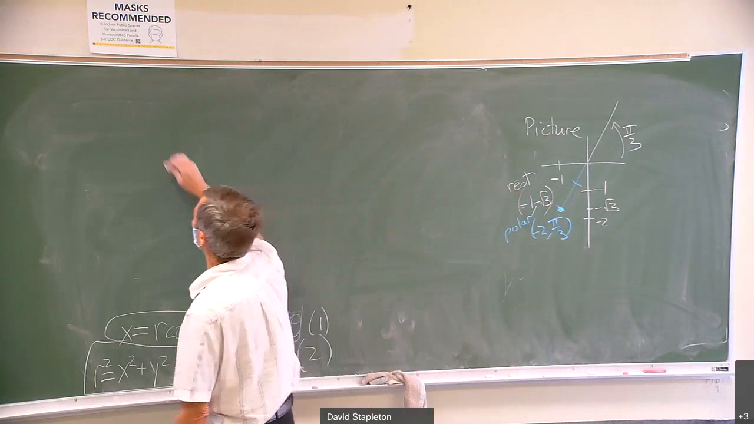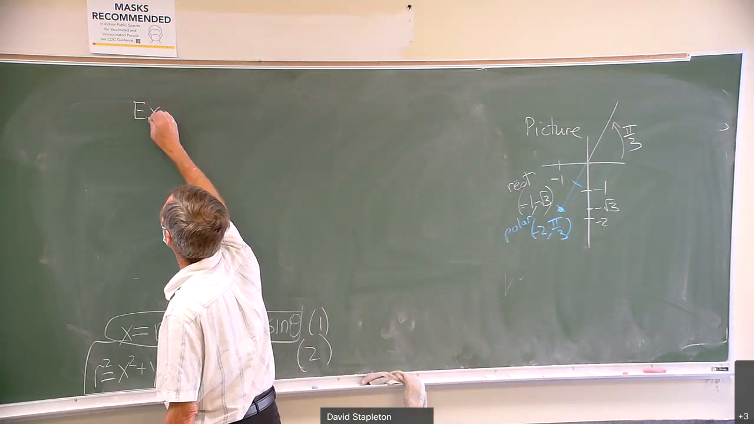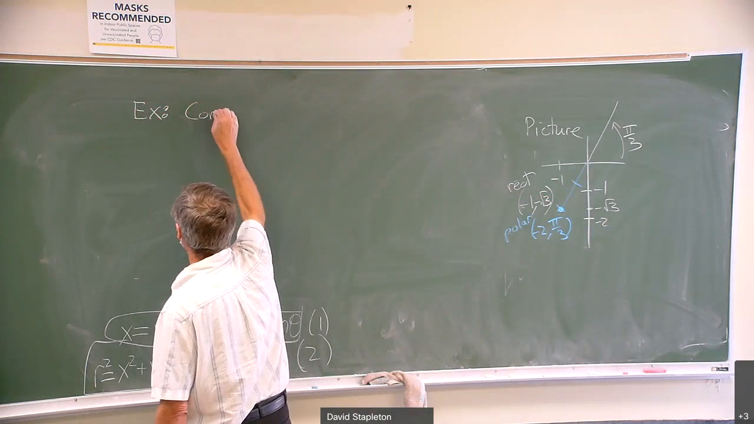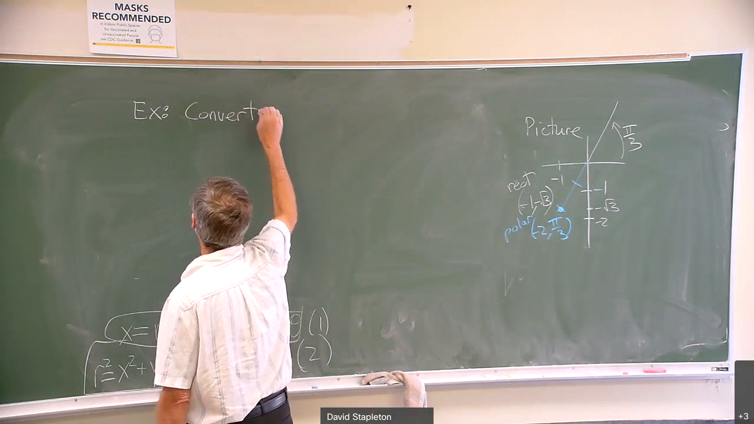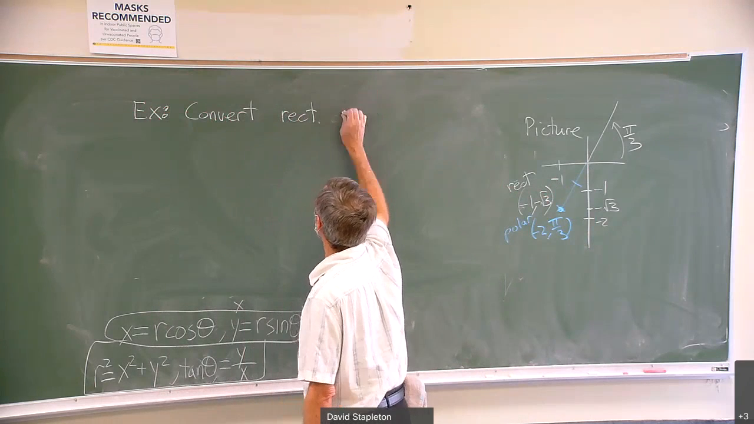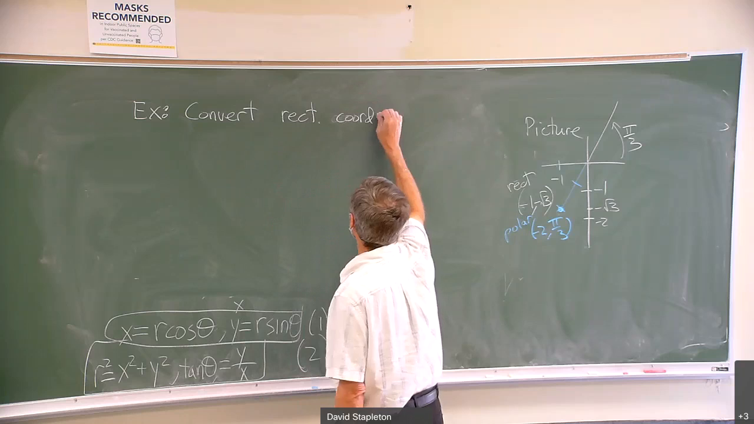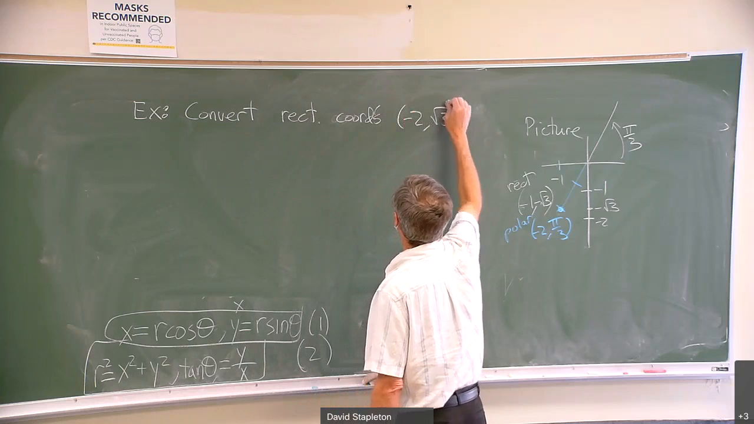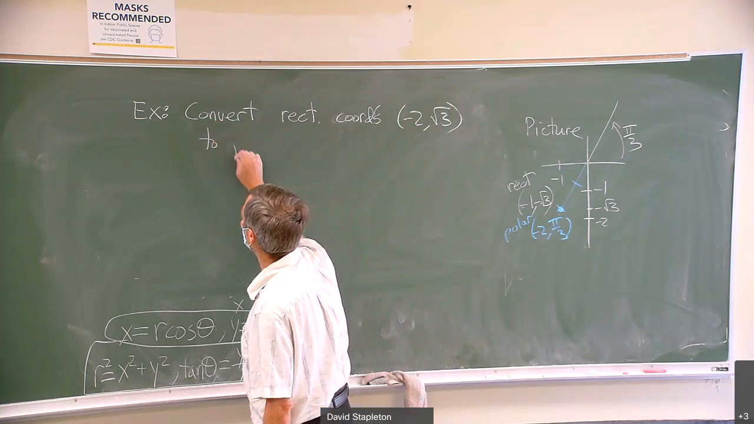Well, suppose we said this. Let's convert the other way. Convert to polar coordinates given rectangular coordinates. Suppose the rectangular coordinates are -2, square root of 3. Now I convert those to polar.